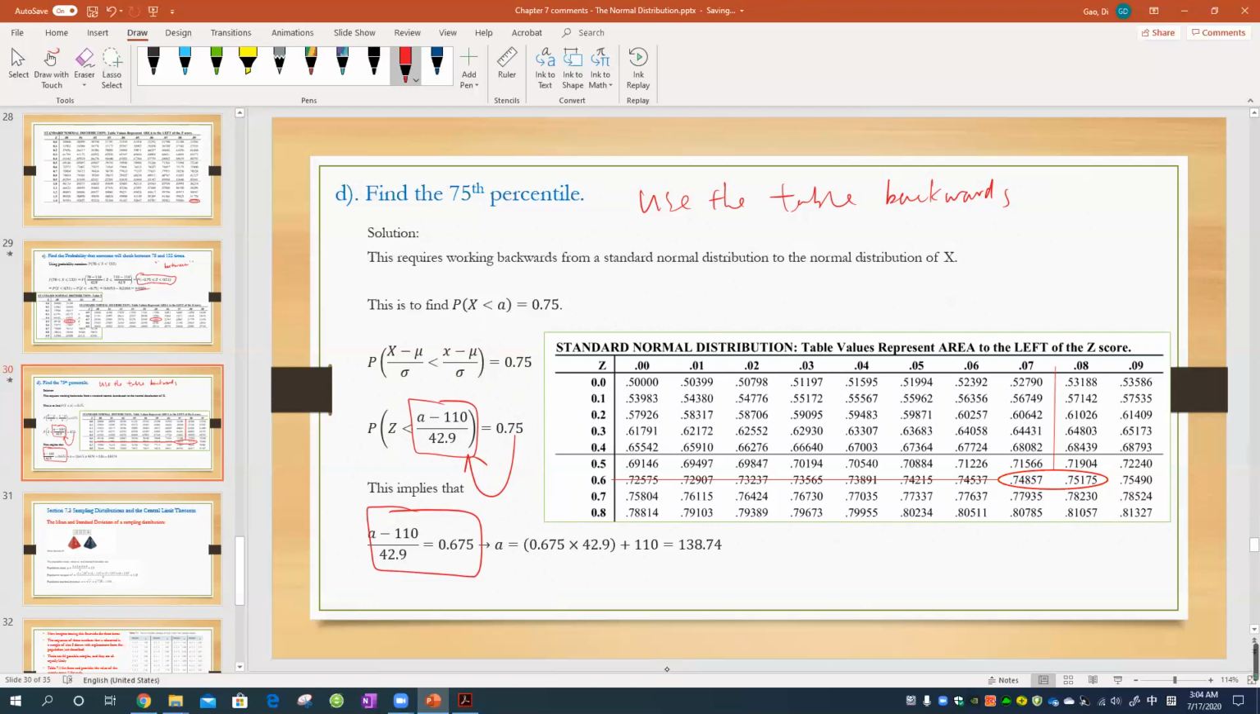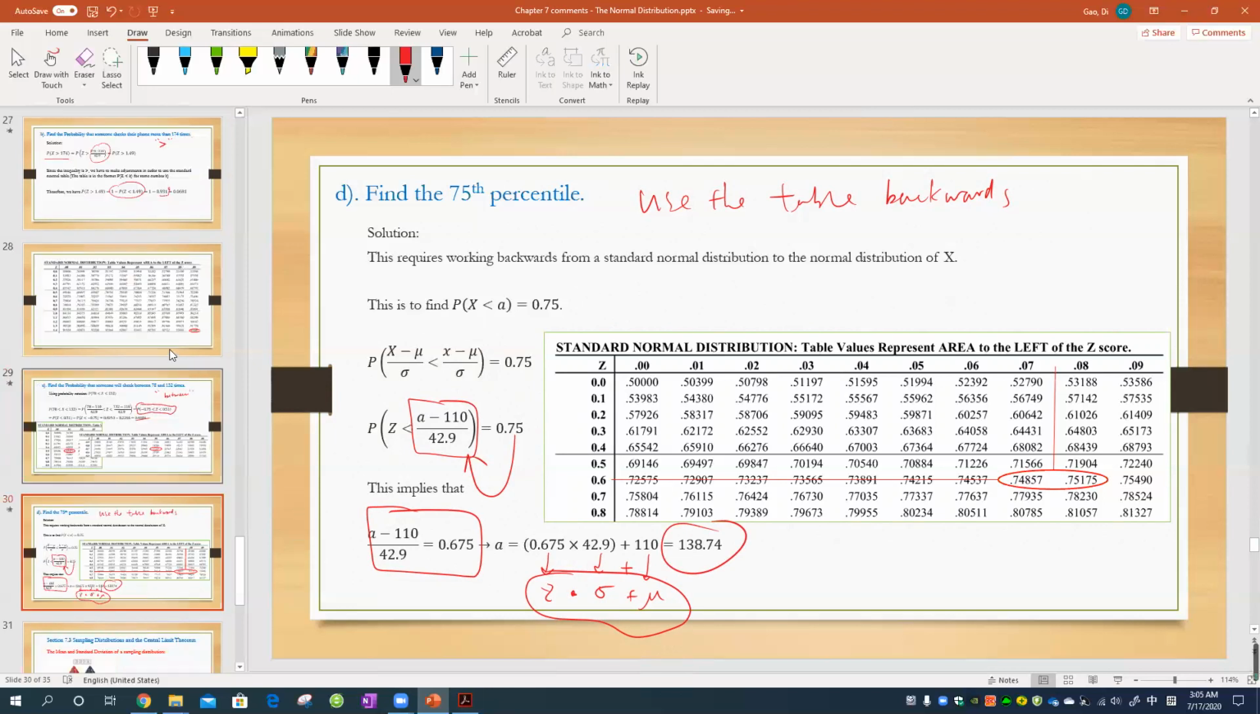So a equals 0.675, which is z times sigma plus the mu. And then you can directly use this one if you feel okay with this formula, and that is 138.74. That's the 75th percentile.